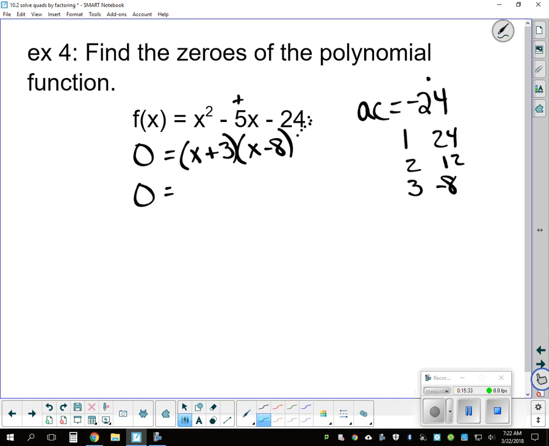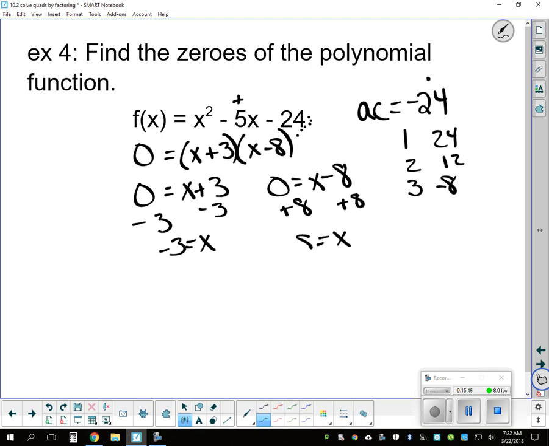Once it's factored, set each factor equal to 0, and then solve. x equals -3. x equals 8. Check them, make sure they work. Both of these will. All right, your turn.